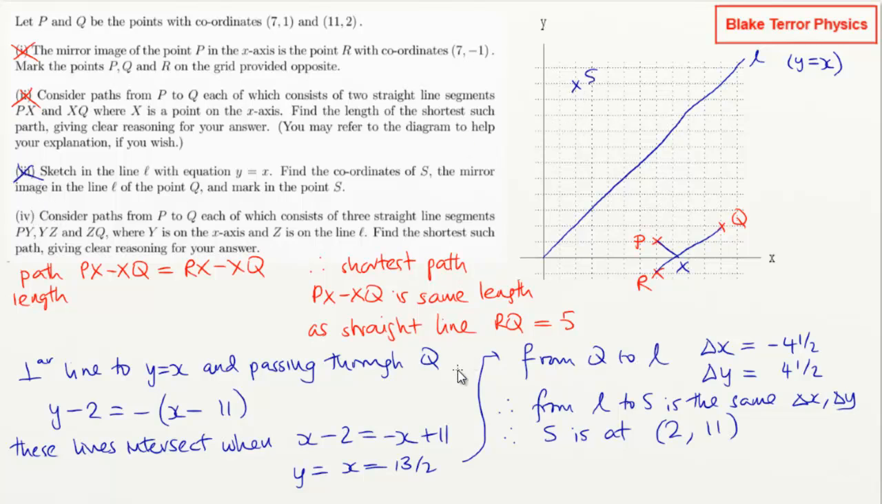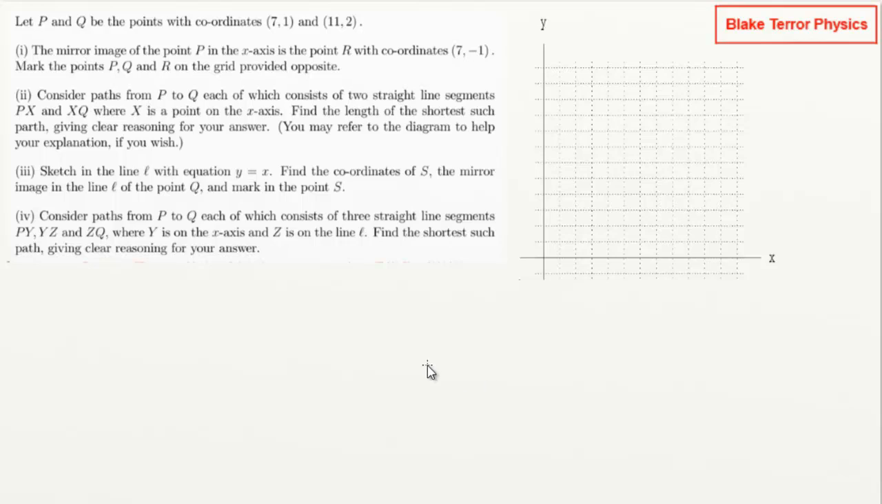Okay, part 4. Consider paths from P to Q, each of which consists of 3 straight line segments, PY, YZ, and ZQ, where Y is on the x-axis and Z is on the line L. Find the shortest path. So we're now taking a different route from P to Q. I'm guessing we're reflecting S. That seems what they're leading us to in order to do this. So S was up at (2, 11), wasn't it?